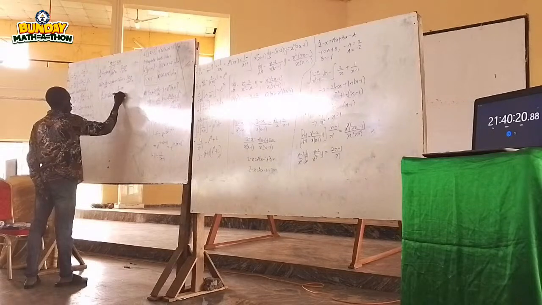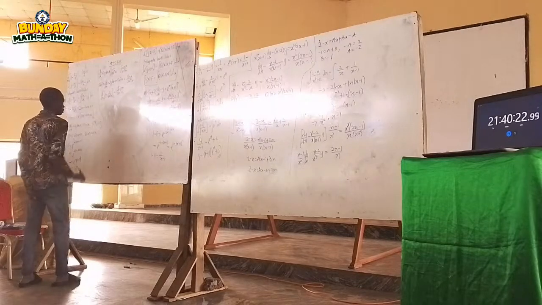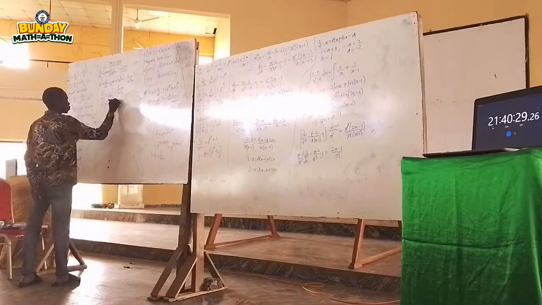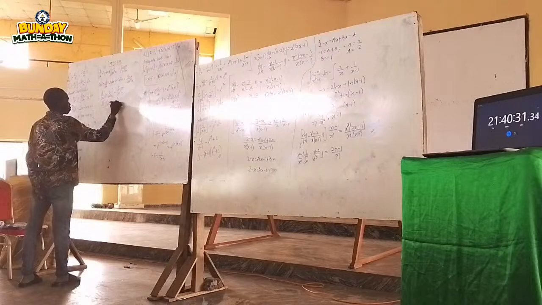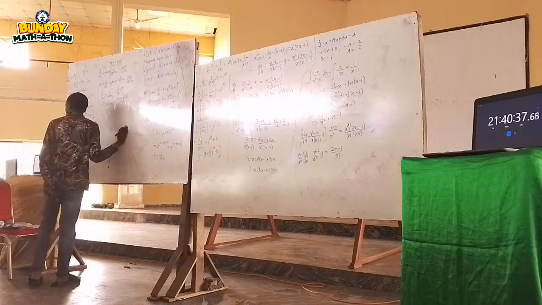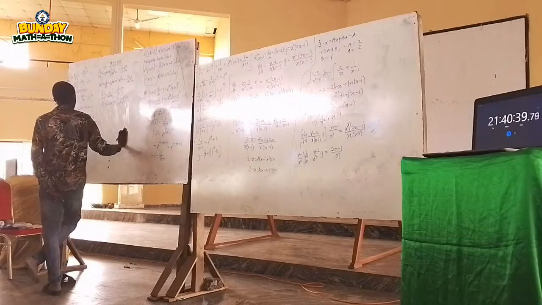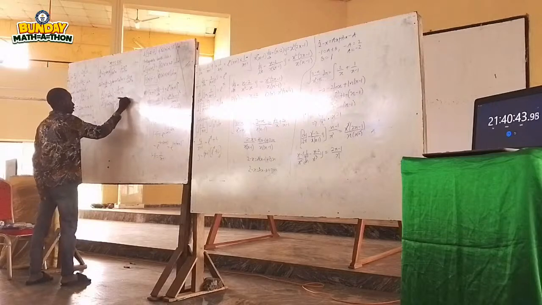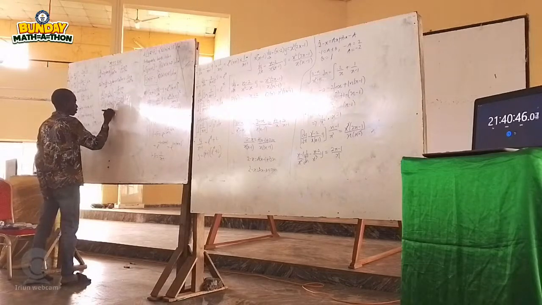And everything here is sin x over cos squared x. So from here you can have d of y over cos squared x equals sin x over cos squared x, multiplied by dx. Then integrate both sides.